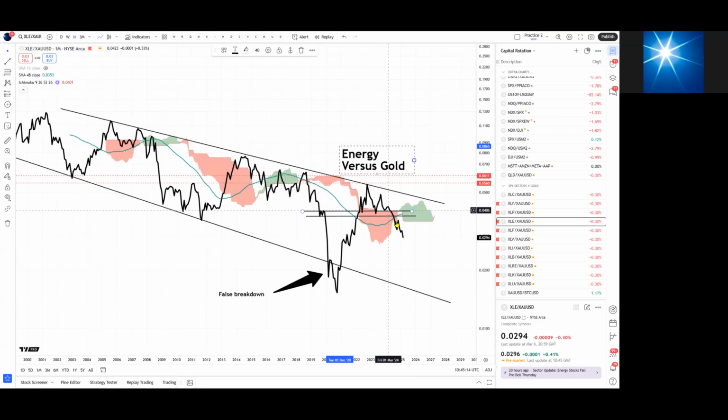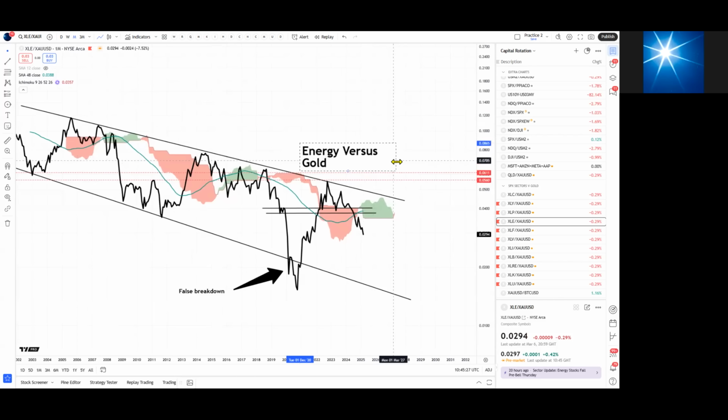So it'll make a lot of sense if energy dropped, or this ratio chart dropped to the support line, let's say by next year sometime, and then began to bounce and rise. And that would suggest that the time to be invested in the energy sector would be from perhaps the middle of next year onwards.